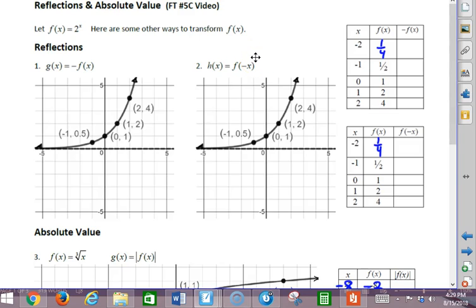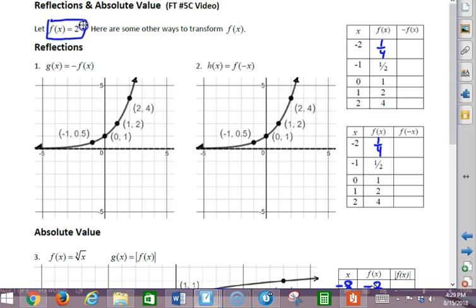The last two types of transformations we're going to look at are reflections and the absolute value transformation. In this particular example, we're going to be using the exponential function f of x equals 2 to the x. You can see here some points, and I added one extra point in the chart. When x is 1, y is 2.